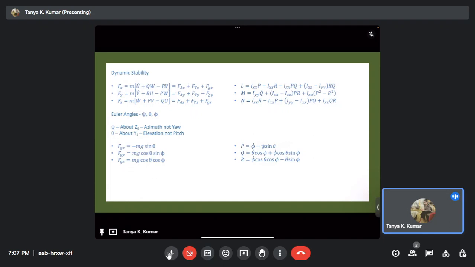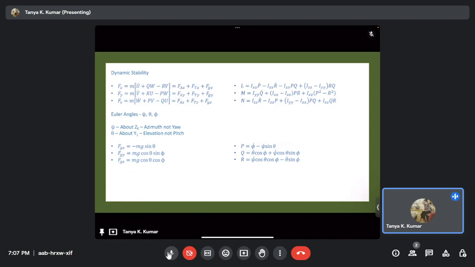Then we looked at Euler angles: psi, theta, phi. We studied that psi and theta should not be confused with yaw and pitch. They are the Euler angles. What are Euler angles? They give you the orientation of the body frame with respect to the inertial reference frame. So it's not to be confused with the yaw and pitch, which are measured in the body frame. It's the orientation of the aircraft measured in the body frame, right? Not with respect to the inertial frame.